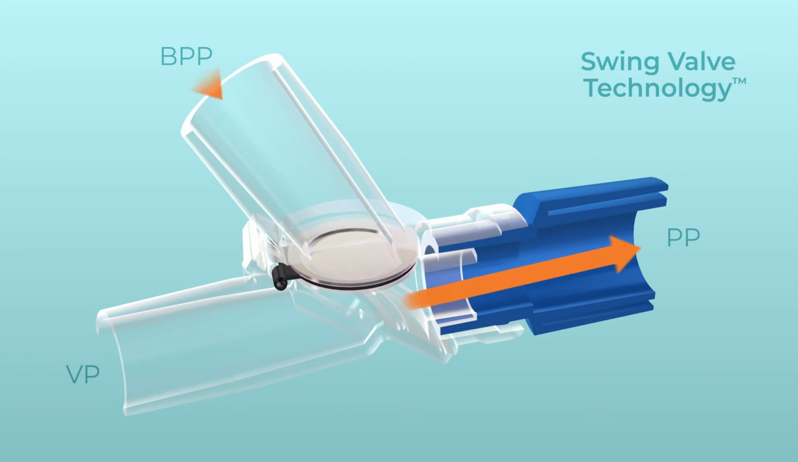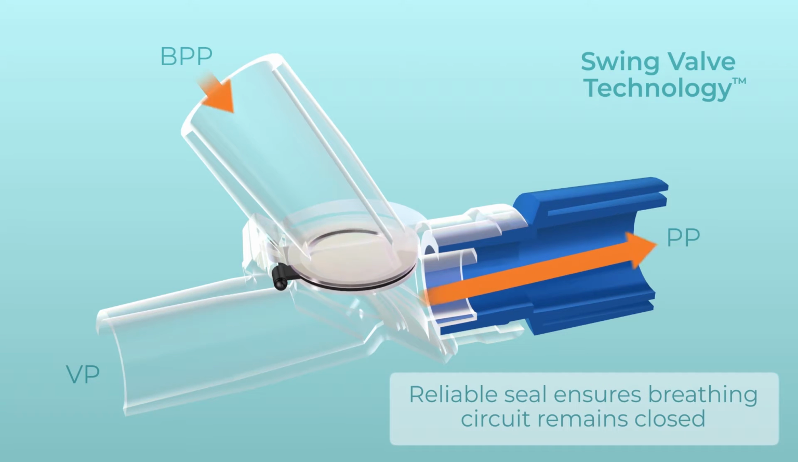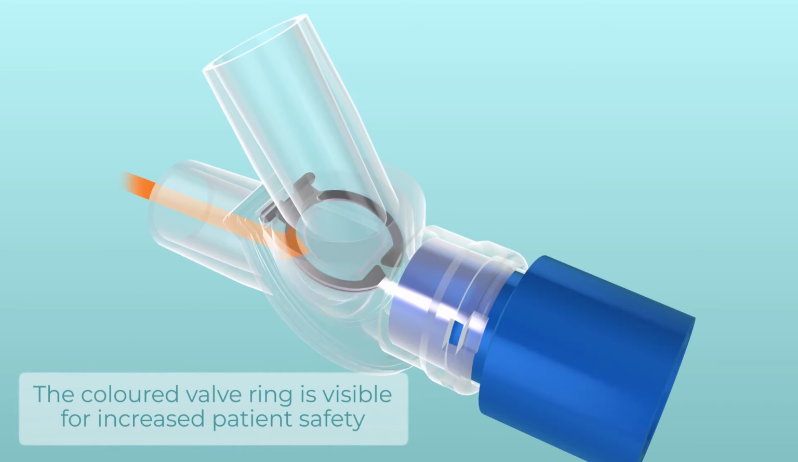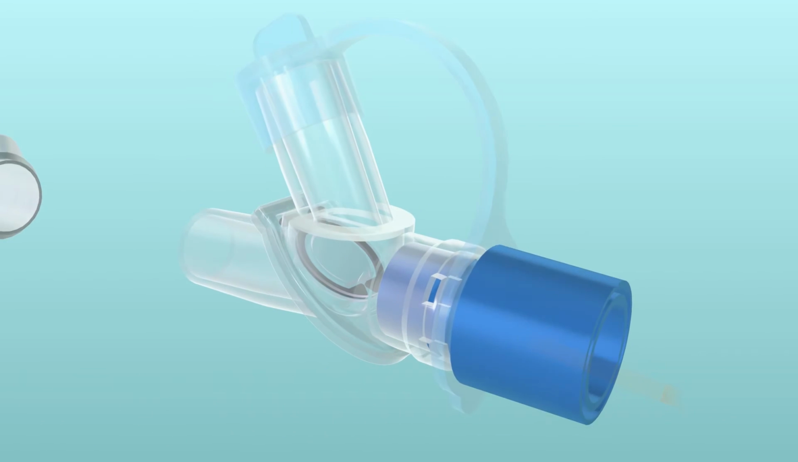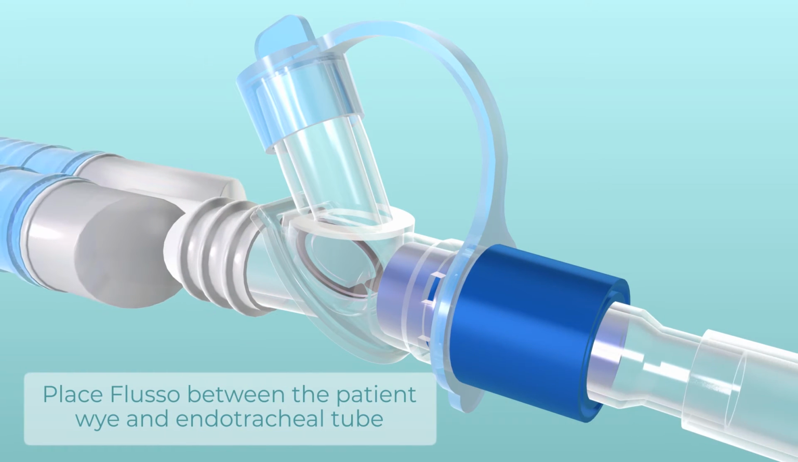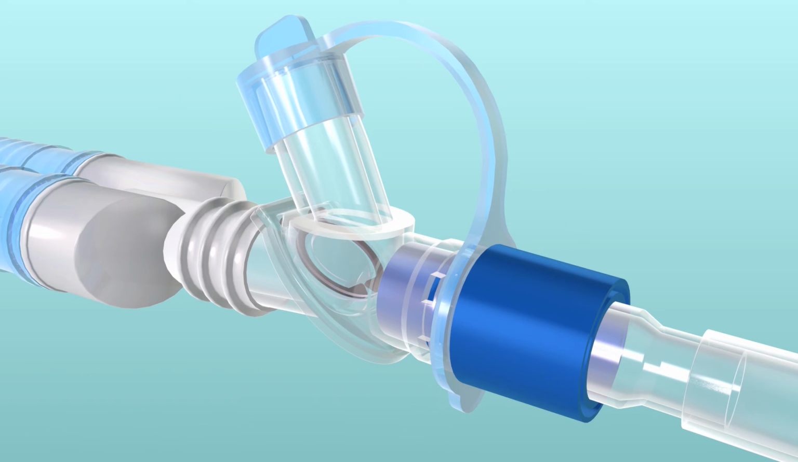The swing valve technology provides a reliable seal, ensuring the patient's breathing circuit remains closed at all times. The colored ring permits visualization of the valve position to increase patient safety. Fluso should be placed in the ventilator circuit between the patient Y and the endotracheal tube. Usage is simple and intuitive.